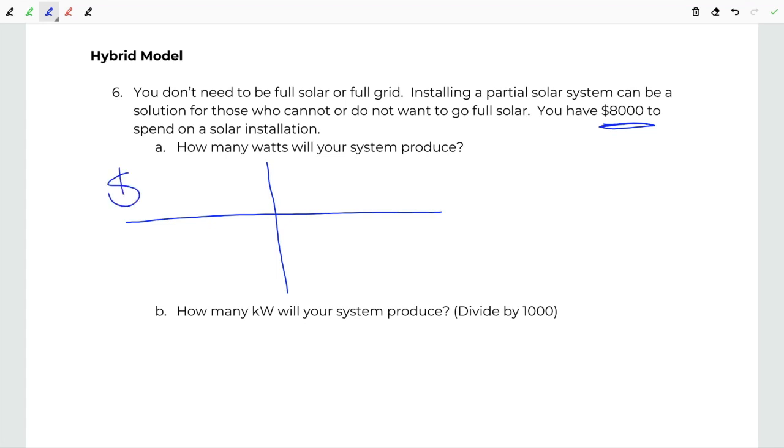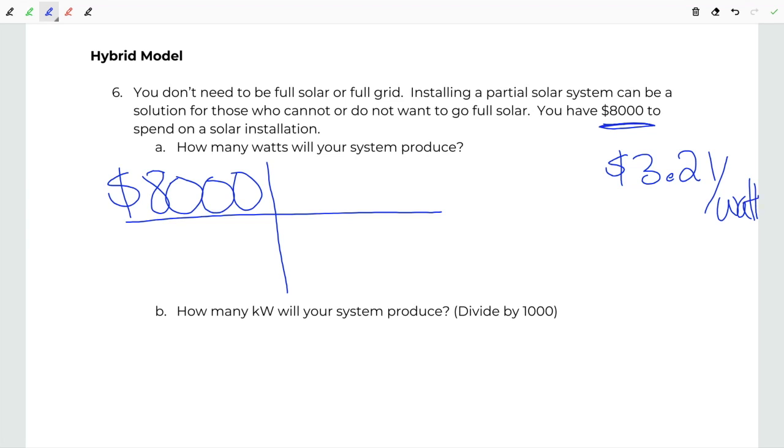So we have $8,000 to spend, and we have a cost in New Mexico, and you'll use your state if you would like to. We have a cost in New Mexico of $3.21 per watt for a solar installation. And so we want to have our output be watts. We want to cancel out our dollars. So we're going to put our dollars on the bottom, $3.21 per watt.